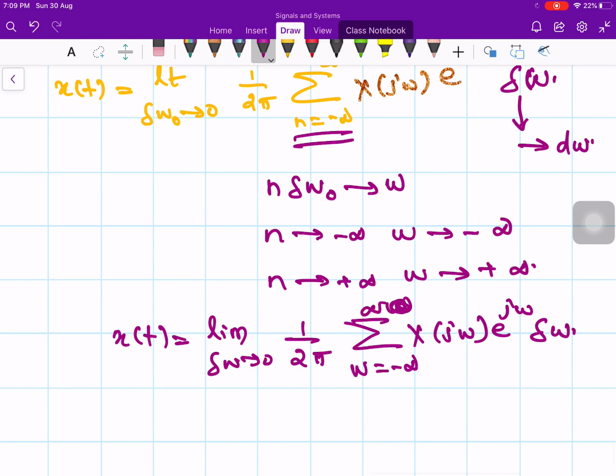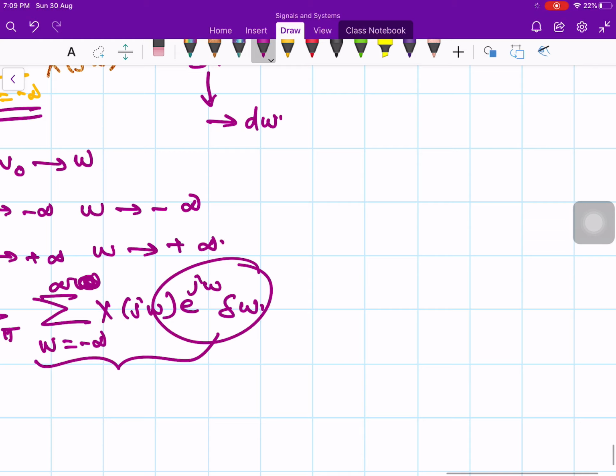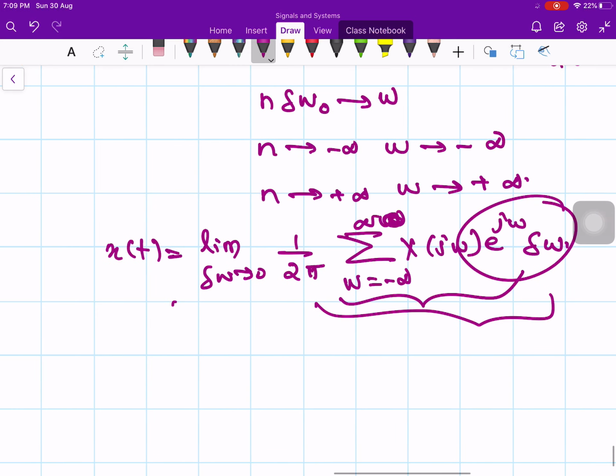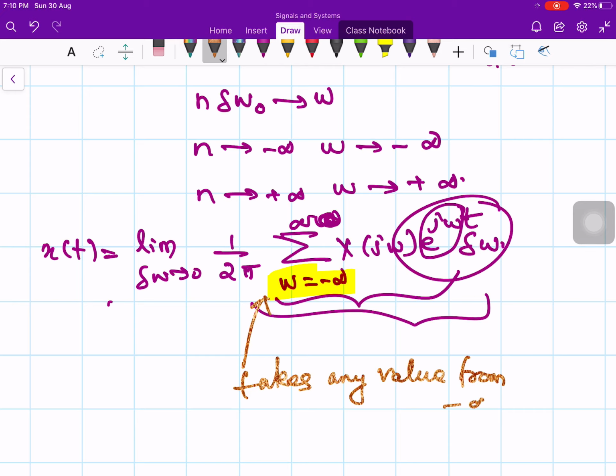Now in Fourier series, f of t can be thought of as a summation of several exponential functions. In Fourier series, what we said is x of t is the summation of Cn times e to the j n omega naught t, several components from minus infinity to plus infinity. But here, x of t consists of a similar exponential function e to the j omega t, where omega takes any value from minus infinity to plus infinity, continuously.